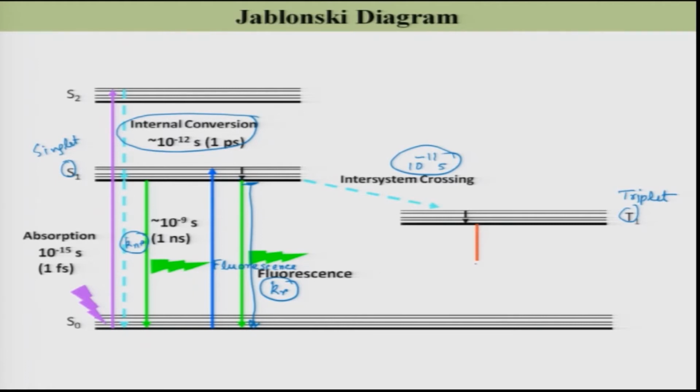So, usually this transition takes more time, and this is called phosphorescence. Here the time constant is about 10 to the power minus 6 second, or 1 microsecond. Fluorescence, I said, is typically 10 to the power minus 9 second, and in this case it is 10 to the power minus 6 second. So, these time constants tell how long, on average, the molecule will take to come back from the 0th vibrational level of the first singlet excited state to the ground state.